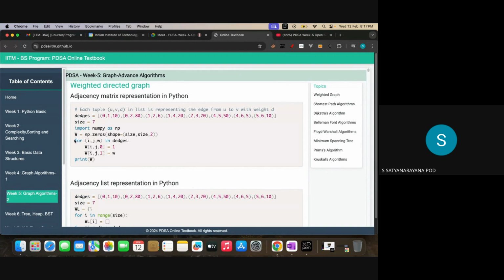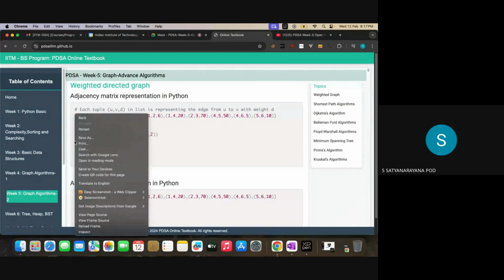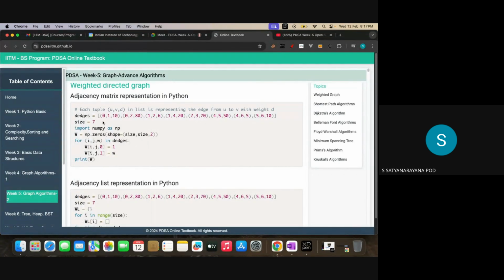Now they are executing a for loop. Please look at this for loop. It is an interesting for loop: i, j and w, because this D edges is a list of tuples. Is it right? Each tuple contains a triple value. The first value is the source vertex, that is i. The second value is the destination, that is j. And w is nothing but the weight. Okay, is it clear?